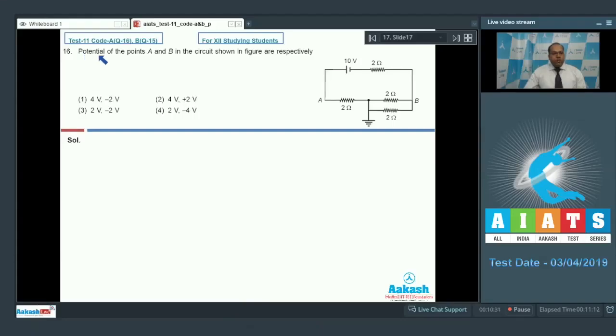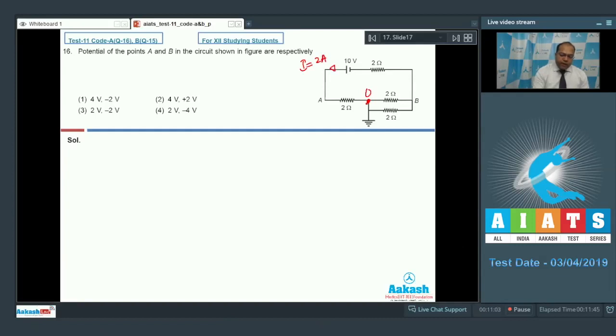Question number 16: potential of the points A and B in the circuit shown in figure are respectively. If I see the circuit, then the potential of this point is 0 as this point is earth. So the potential of this point is 0 volt. These 2 ohm and 2 ohm are in parallel, so their equivalent is 1 ohm. Then we can see that the equivalent resistance of this circuit is 5 ohm. So the current through this battery I is equal to 2 ampere.